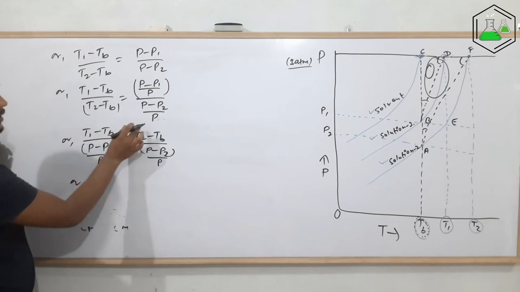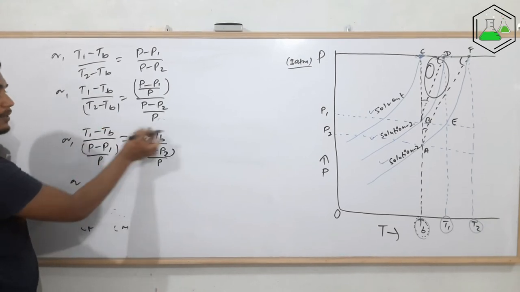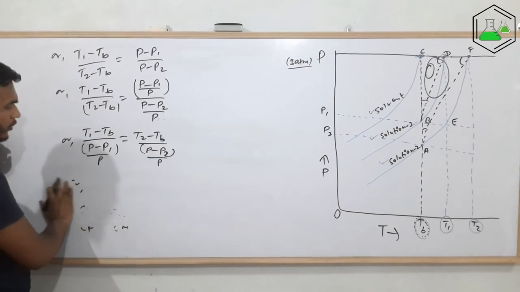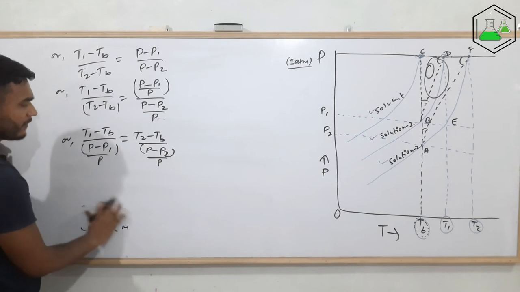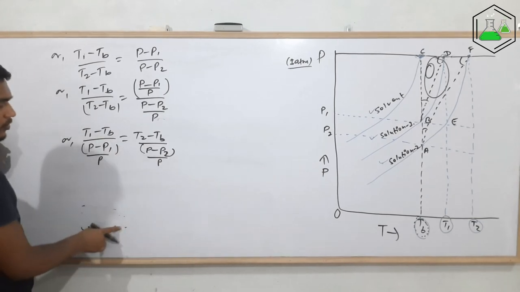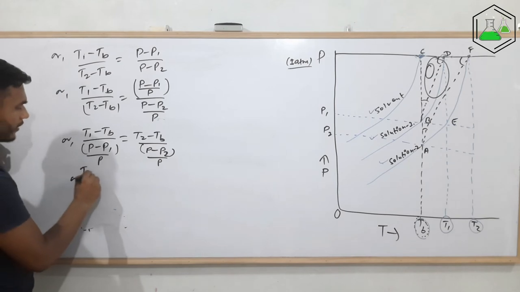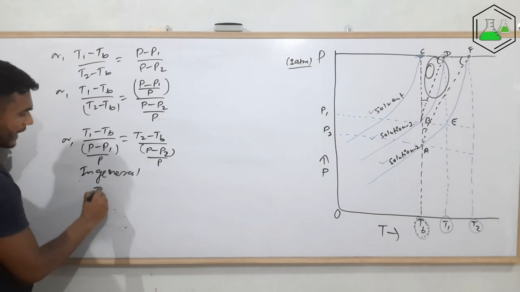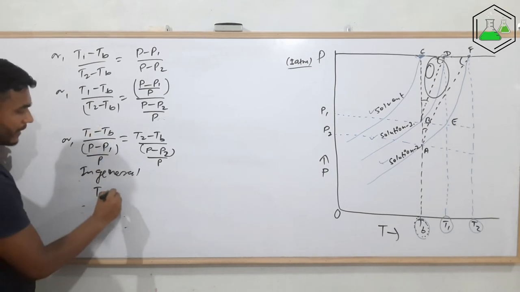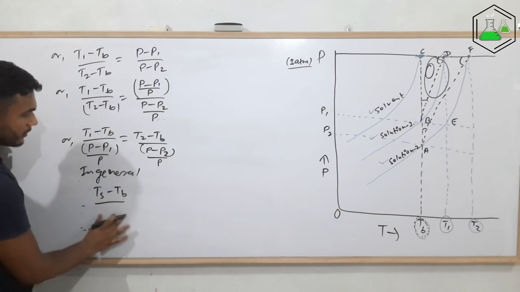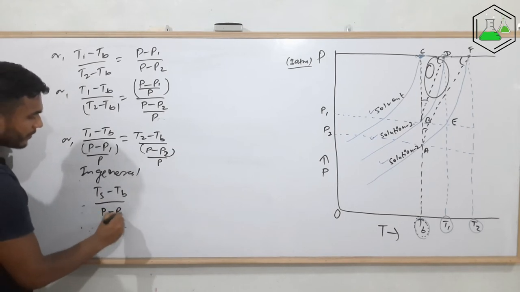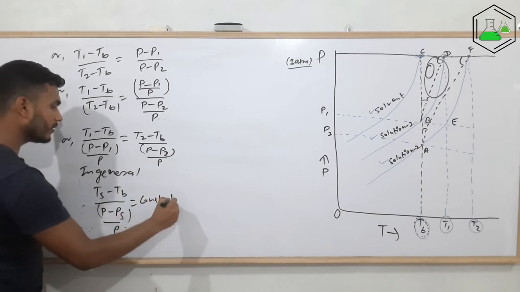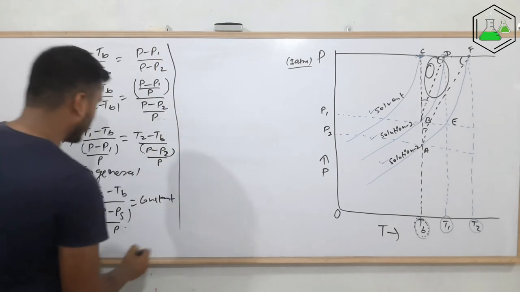So there is T1, T2, the number is increasing; TB is constant, PS is constant, P1, P2, and P is constant. This T1, T2, P1, P2 are the temperature and vapor pressure of the solutions, right? So in general, we can write (T, the temperature of the solution, minus TB) by (P minus PS) by P to be a constant.